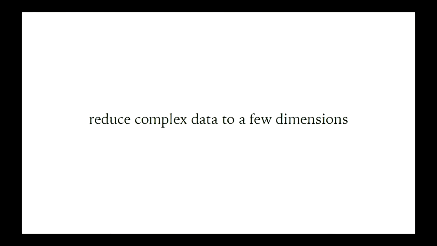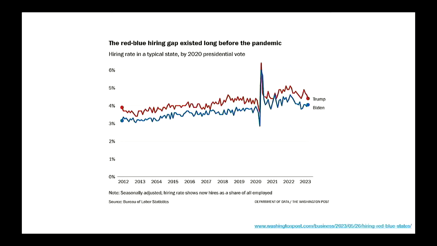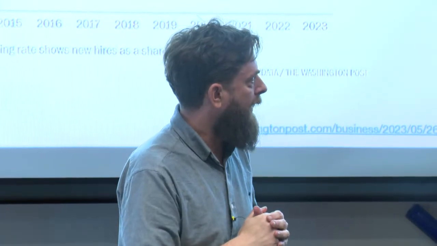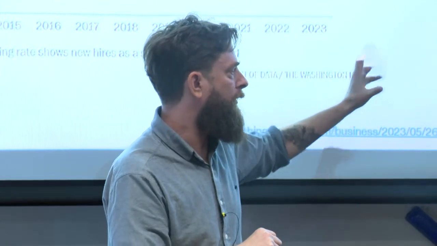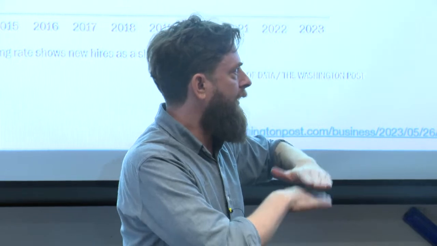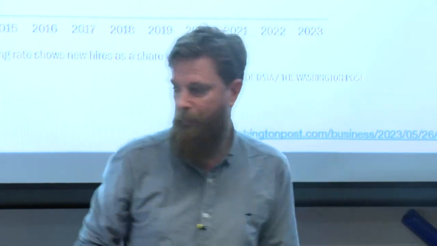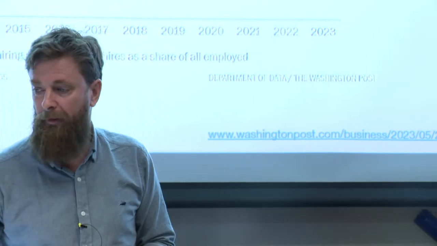But before I do that, one of the things was just the idea to reduce complex data down to a few dimensions. This is something that I saw in the Washington Post earlier this year, and I thought it was a really interesting piece of work. It was looking at what in the United States seemed to be ostensibly a hiring gap between Democratic-leaning states and Republican states. This is the first chart where they're showing seasonally adjusted hiring, and that big spike, of course, is COVID, the difference between the Trump voters and the Biden voters.